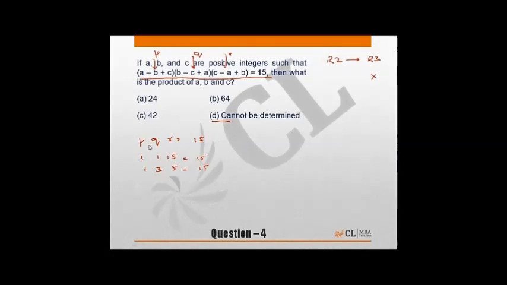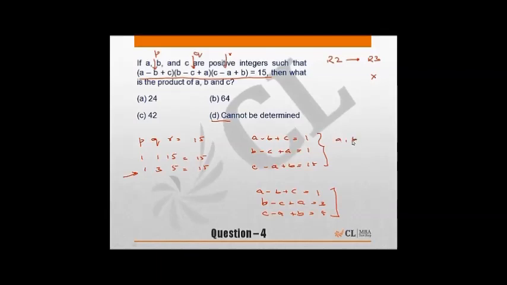Let's look at the first case. In the first case, I will say P is 1, which means A minus B plus C is equal to 1. Q is again 1, so B minus C plus A equal to 1. And the third is C minus A plus B equal to 15. You have to solve this equation. The second case would be A minus B plus C equal to 1, B minus C plus A equal to 3, and then again the third one will be C minus A plus B equal to 5. These are 2 separate cases.